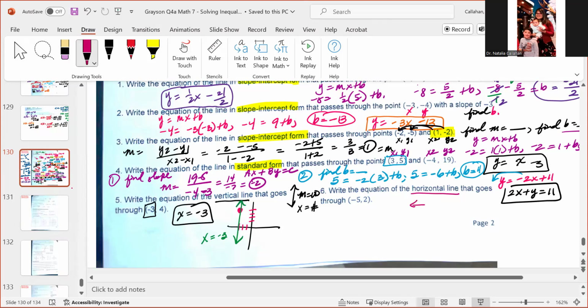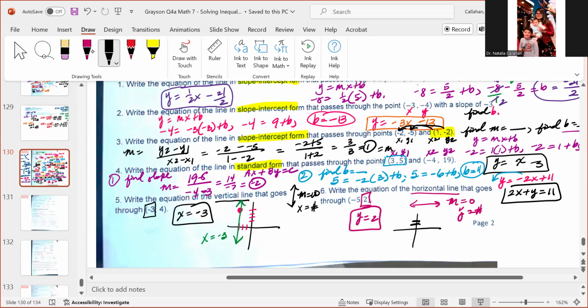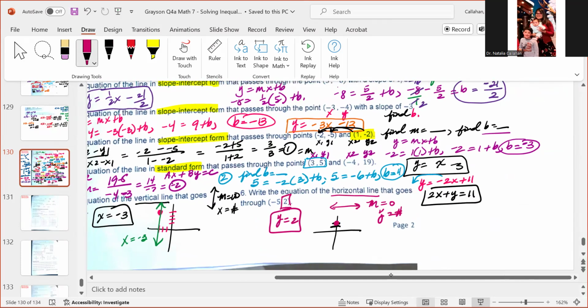Horizontal line is a line that looks like this. This is the one where slope equals 0, right? And it's always y equals a number. Well, what's the y value here? 2. That's your line. That's your equation. Now, if you're not sure, draw the graph. 1, 2. Right there, and you draw your line. That's it. And that concludes it.